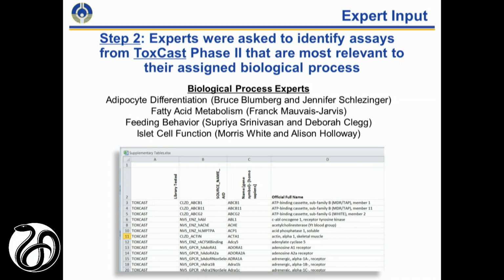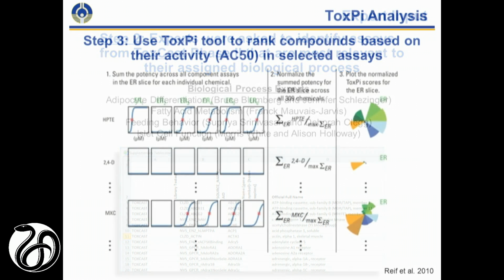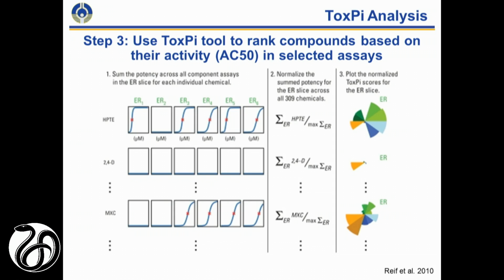And so we went and collected all that information, and once we got that, what we can do is we select out those assays and we build these tox pies. And what this basically is, and this is just an example of how you do a tox pie analysis. So each one of these slices over here is, say, representative of a given biological target or a given assay.